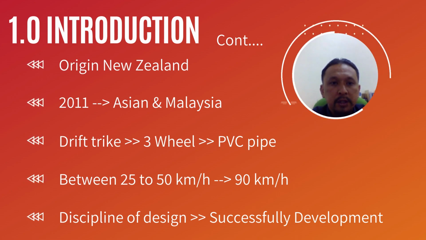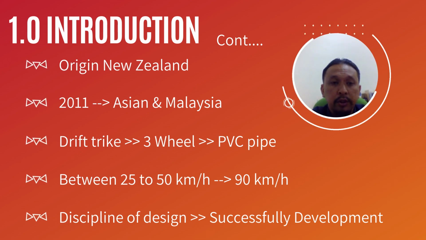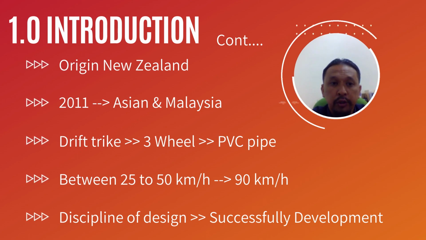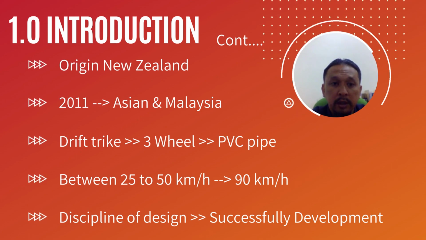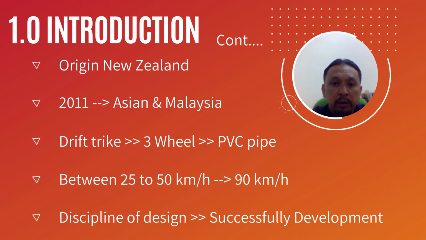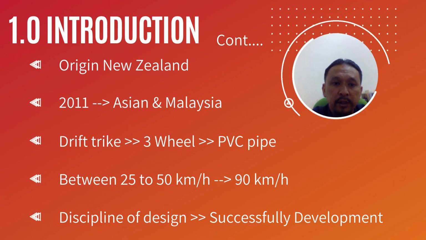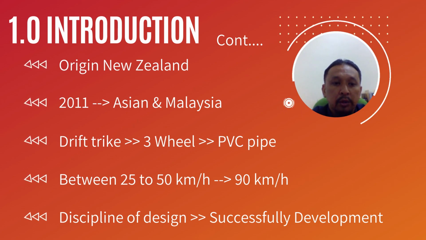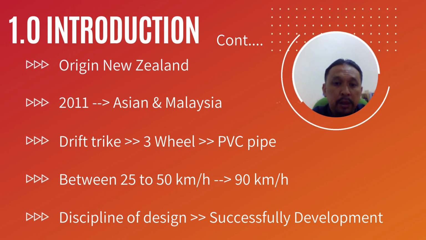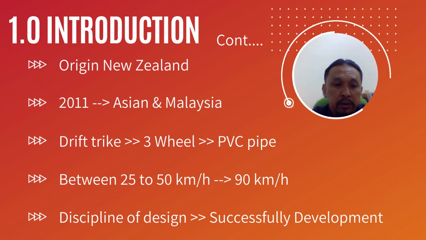The history of the drift trike originated from New Zealand and quickly spread to other countries including Australia, United States, Colombia, European and Asian countries, including Malaysia in 2011. A drift trike consists of one front wheel and two rear wheels. However, the two wheels at the rear part have been fitted with PVC pipe. A drift trike can reach speeds up to 90 km/h, but normal operating speed is between 25 to 50 km/h.